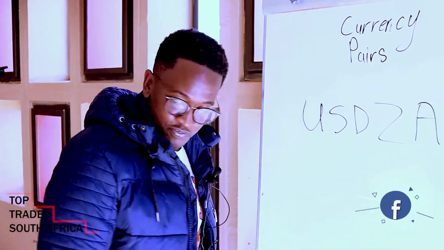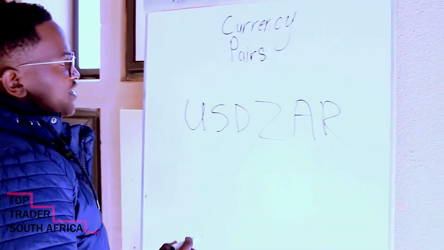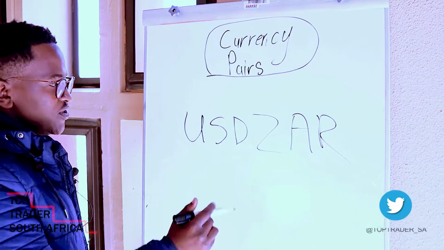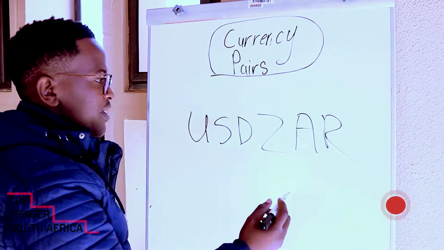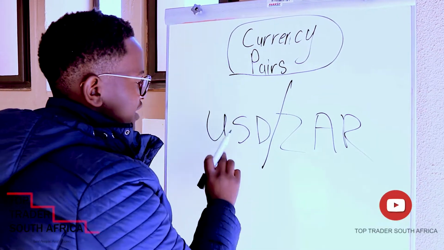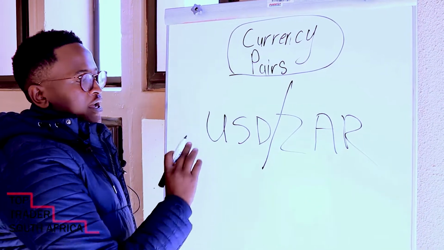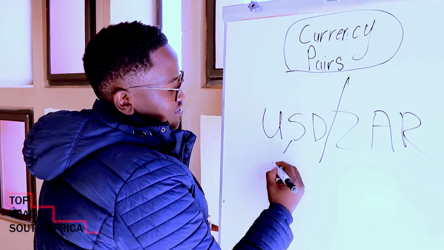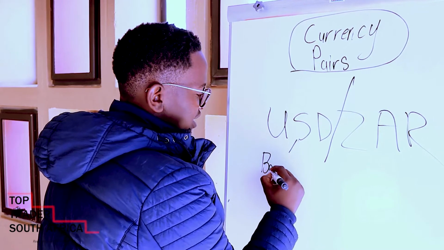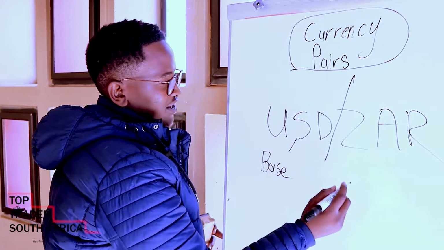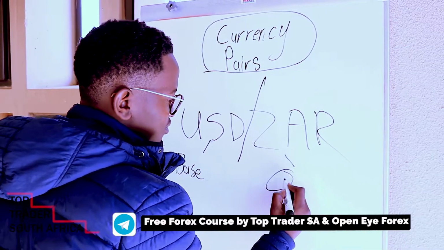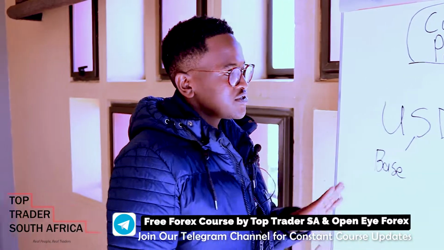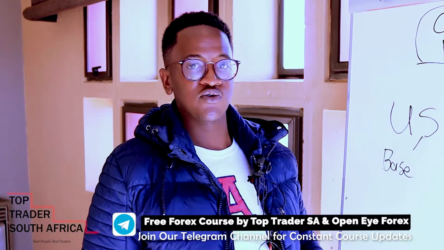All right, so USD/ZAR. We have currency pairs. When we trade currency pairs, we don't trade the dollar alone, we don't trade the pound alone, but we trade them as USD/ZAR, or a pair. The currency on your left is called your base currency, and the currency on your right is called your quote currency. So left is base and right is quote.